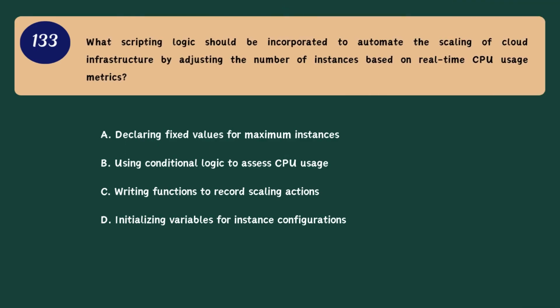Question 133. What scripting logic should be incorporated to automate the scaling of cloud infrastructure by adjusting the number of instances based on real-time CPU usage metrics? A. Declaring fixed values for maximum instances. B. Using conditional logic to assess CPU usage. C. Writing functions to record scaling actions. D. Initializing variables for instance configurations.